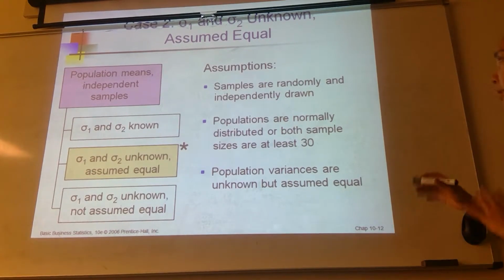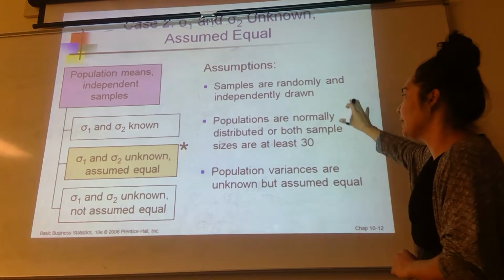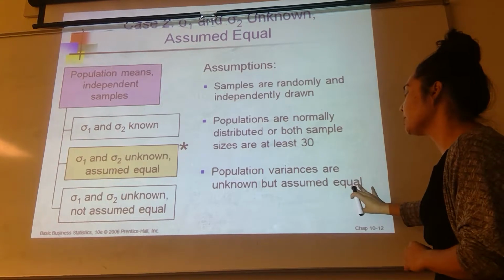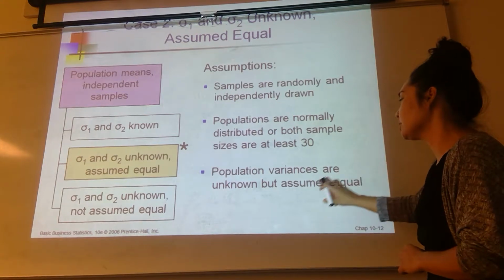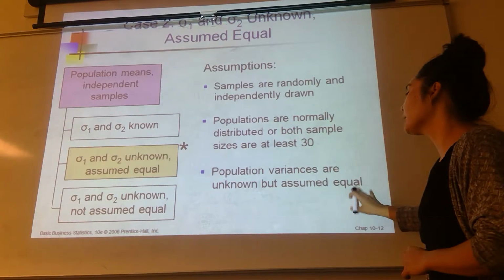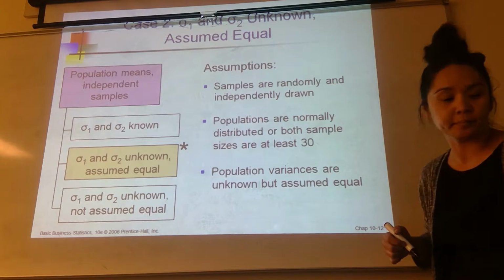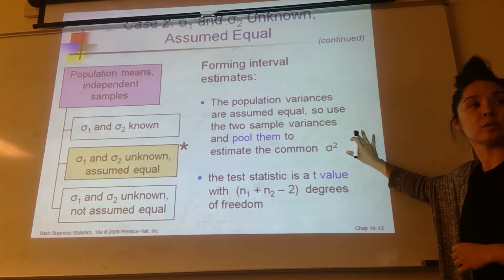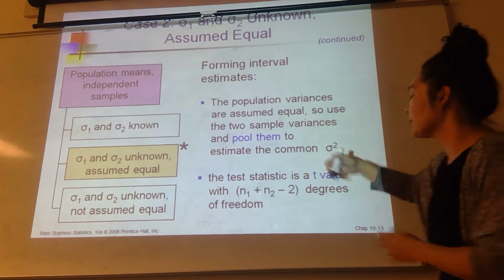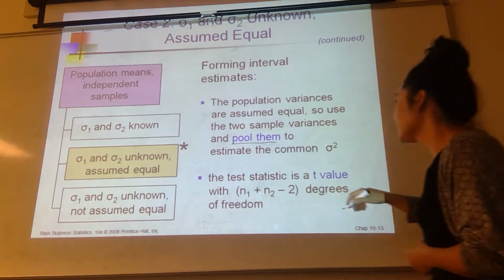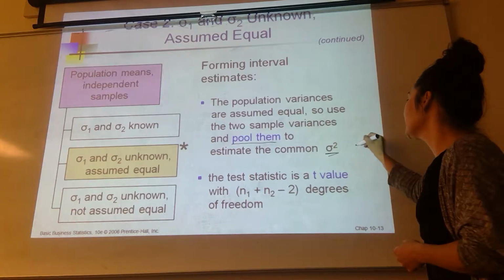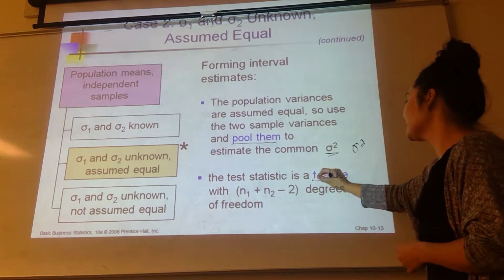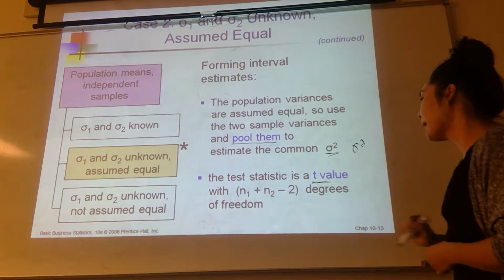Okay, so let's just go in order. We're going to assume again it's a normal distribution. We're going to assume that the population variances, we do not know them, but we're going to assume that they are equal. So then that way we pool them. That means they are estimated to be the common sigma squared. And we're going to do the t-test.